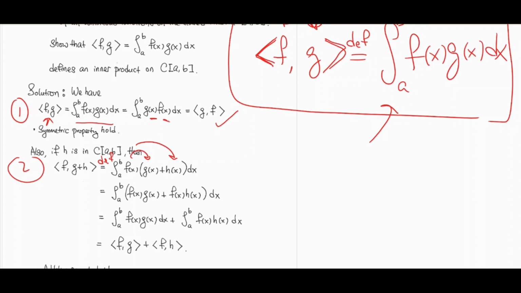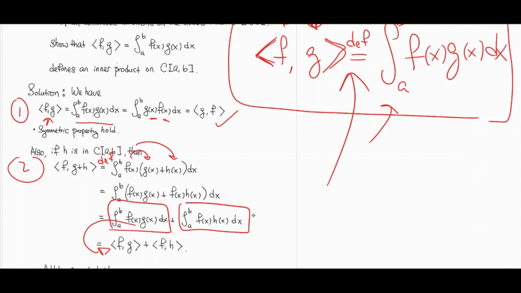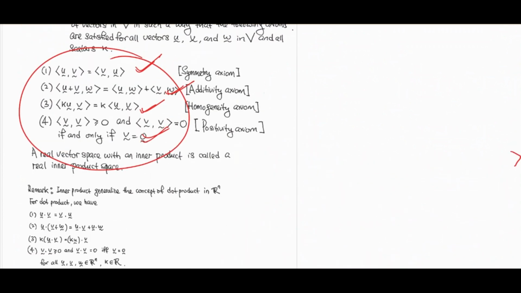And we also know that the integral is linear. These are linear operations, so you can split them into the two of these. And obviously, this is equal to this, right? By definition, this is equal to this. So the second property also holds. The additive property also holds, right?